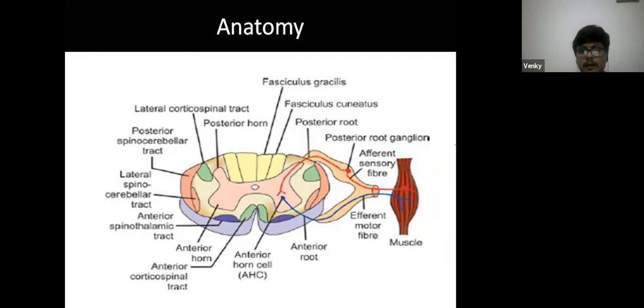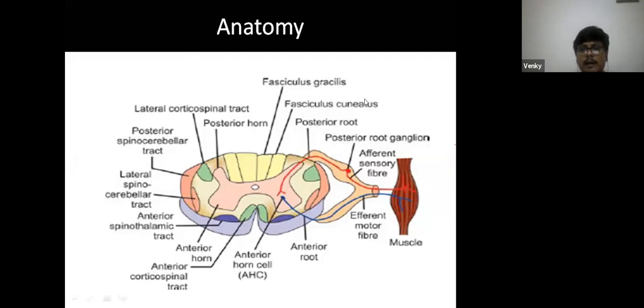This is the anterior horn cell. So the fibers will end up here. This corticospinal tract will end up here. From the anterior horn cell, the lower motor neuron starts. So up to the anterior horn cell is an upper motor neuron. From the anterior horn cell, it is a lower motor neuron. So first point, you have to get this one.